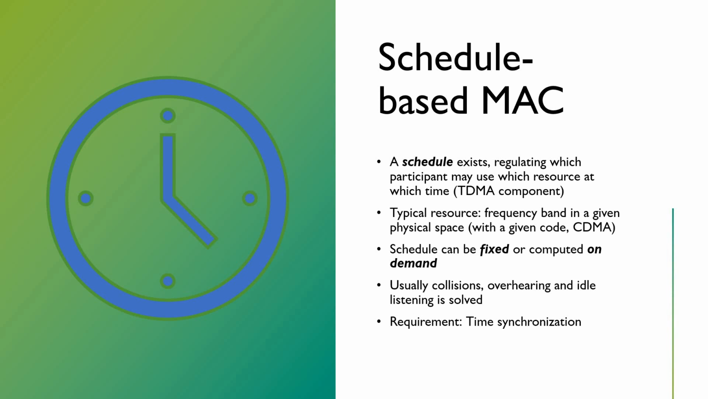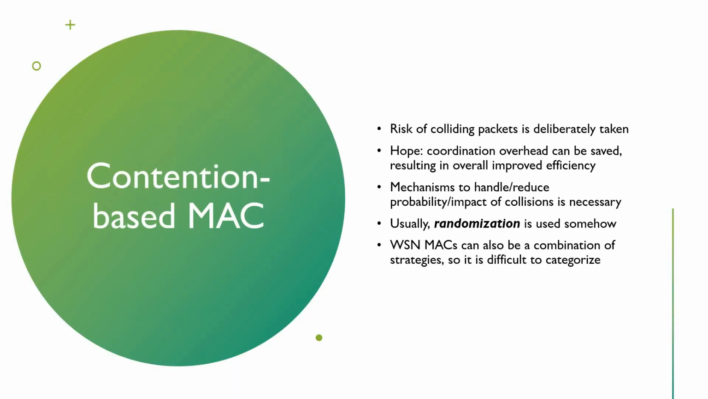Okay, so usually collisions, overhearing, and idle listening, these are the problems that we mentioned earlier, right? So usually these problems are solved when we're talking about schedule based mechanisms. Okay, but the requirement here is there needs to be a time synchronization, because all the nodes need to know when they can access the channel. They need to know their time slots. As a result, they need to synchronize their time, or maybe synchronize their frequency.